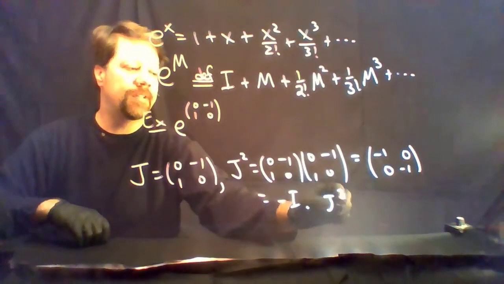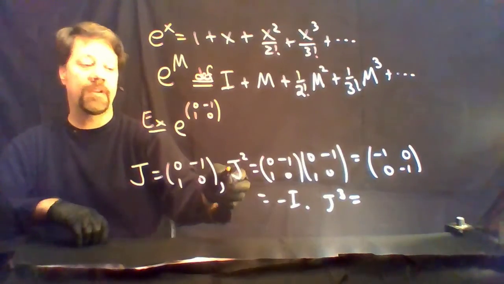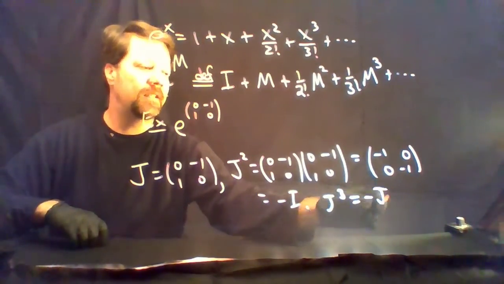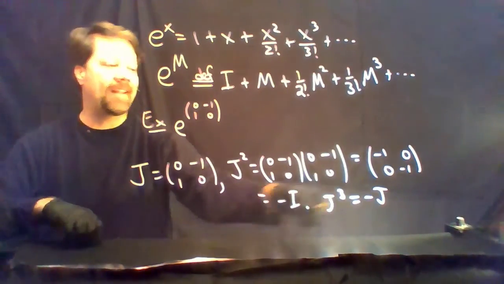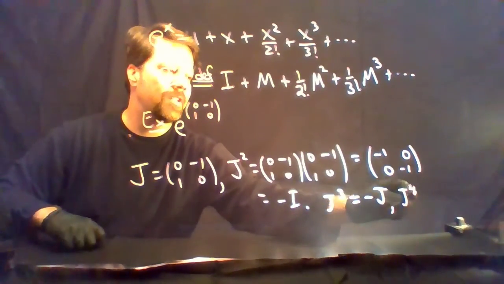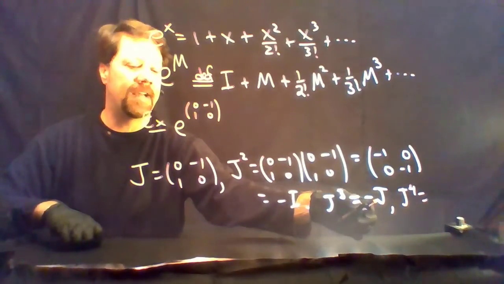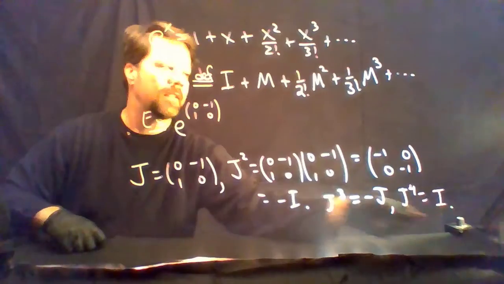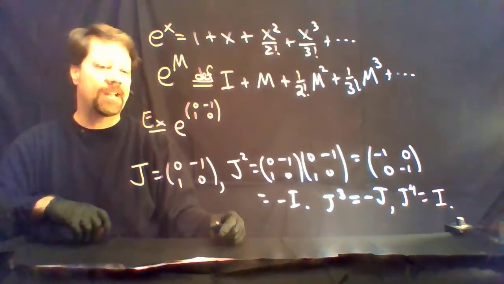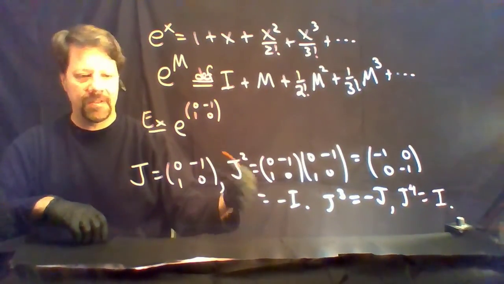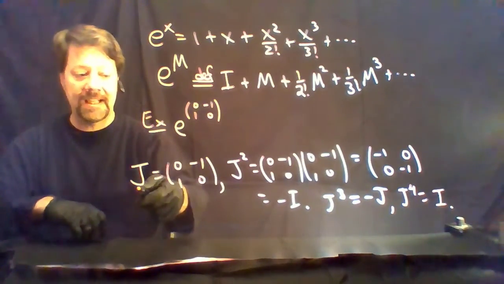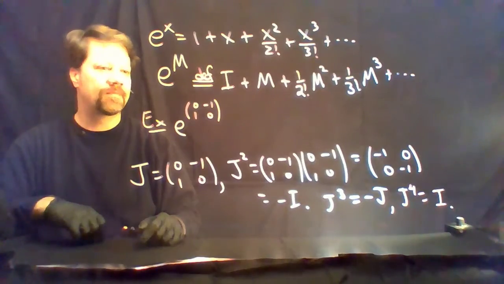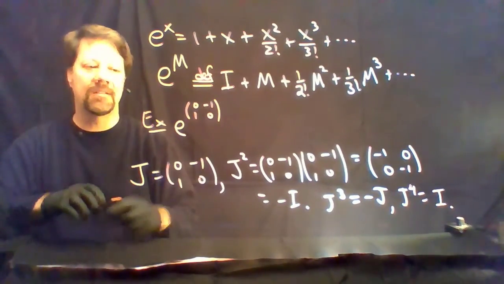J cubed, then, is just 3 factors of J. If I multiply this by J, I'll get negative J. And then J to the 4th just multiplies on another factor. We already know J squared is minus I. So J to the 4th will be the identity matrix. Then J to the 5th will be J again, J to the 6th will be J squared, and so on. So it's a repeating pattern.